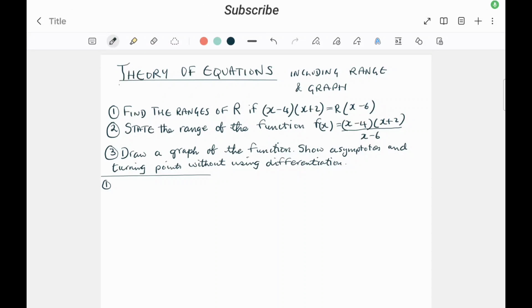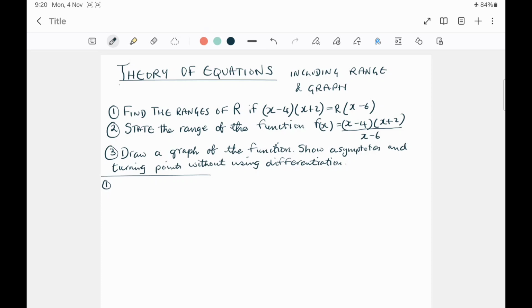Right, so another example from theory of equations, this time including range and graph. And it's in three parts. First of all, find the ranges of R if (x - 4)(x + 2) = R(x - 6). Secondly, state the range of the function f(x) = (x - 4)(x + 2) / (x - 6). And thirdly, draw a graph of that function. Show the asymptotes and the turning points without using differentiation.